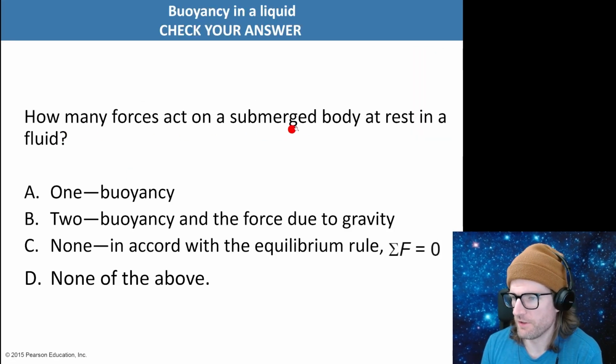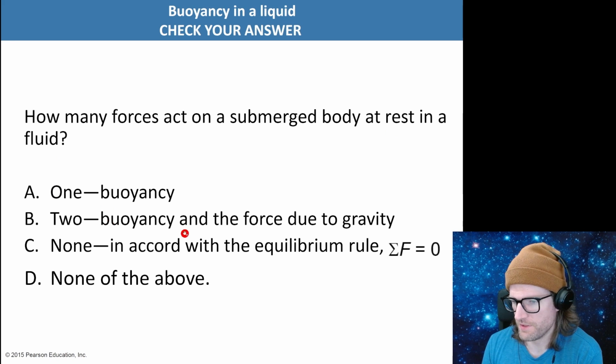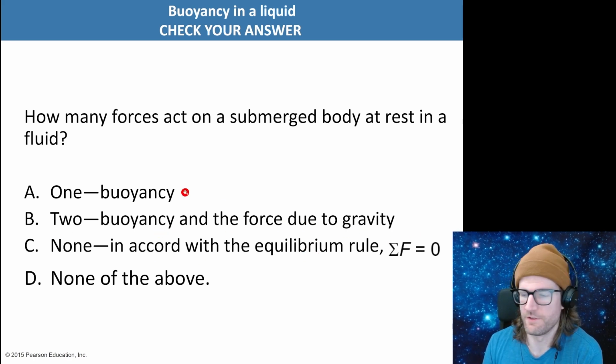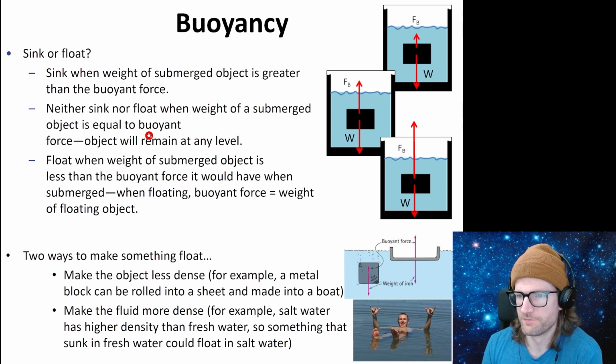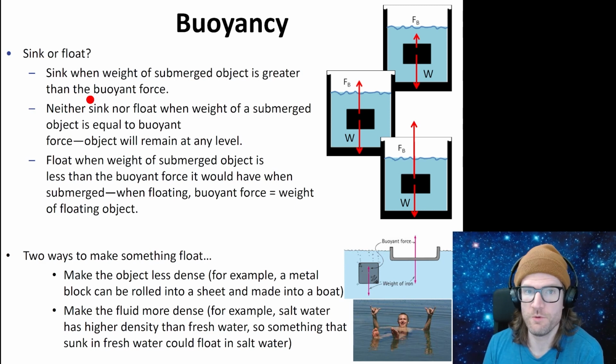How many forces act on a submerged body at rest in a fluid? One, buoyancy acts, that's true. Two, buoyancy and a force due to gravity, that's true. None, well, that's not true. We definitely have buoyancy and gravity, so I think B is the best answer. Buoyancy is the floating force, which tries to push something up and out of a fluid, most of the time water.